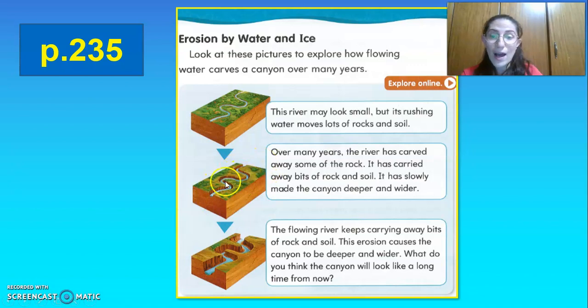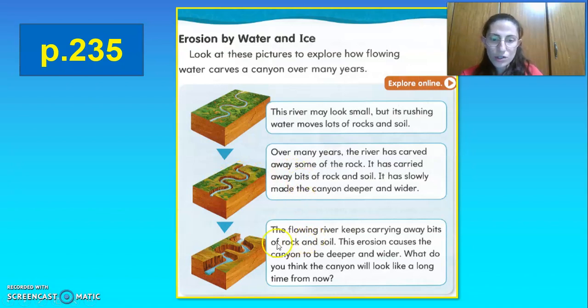It means it took out some of the rocks and moved it from one place to another. It carried away bits of rocks and soil, which made the canyon, it carved the canyon, okay? So now we could see a clear canyon. It made the canyon deeper and wider, okay? See, now it's deeper and wider.